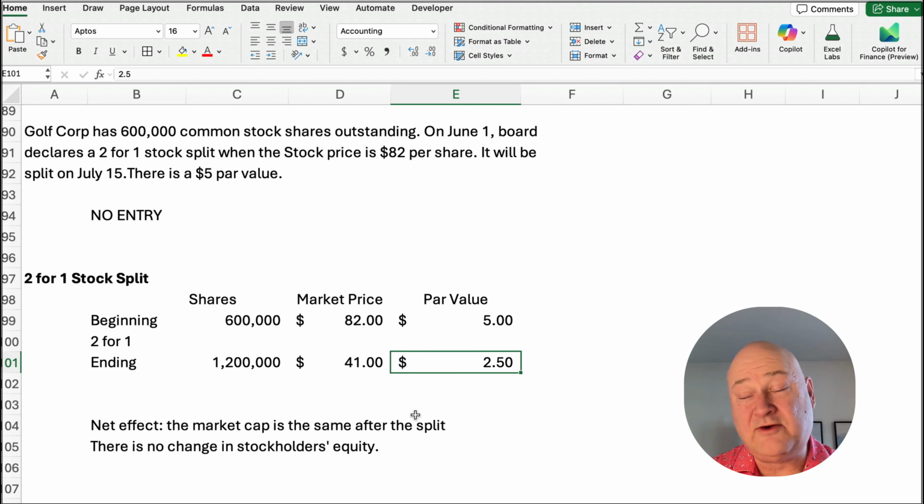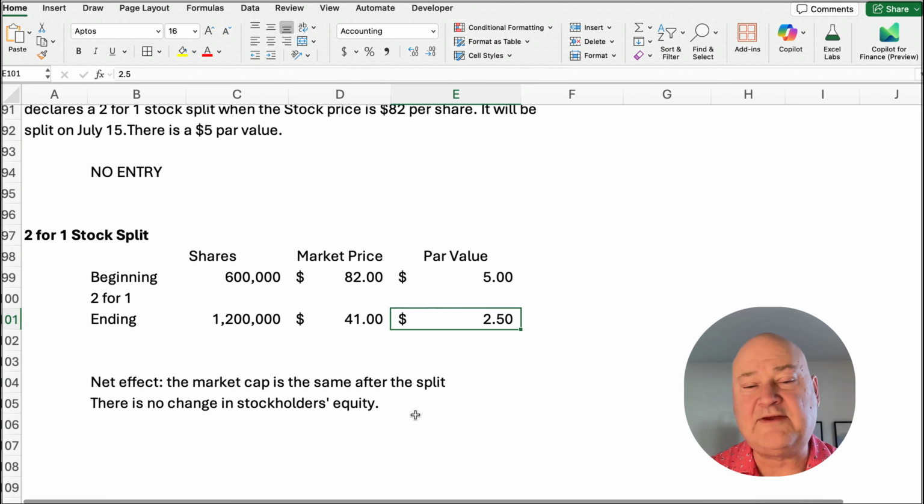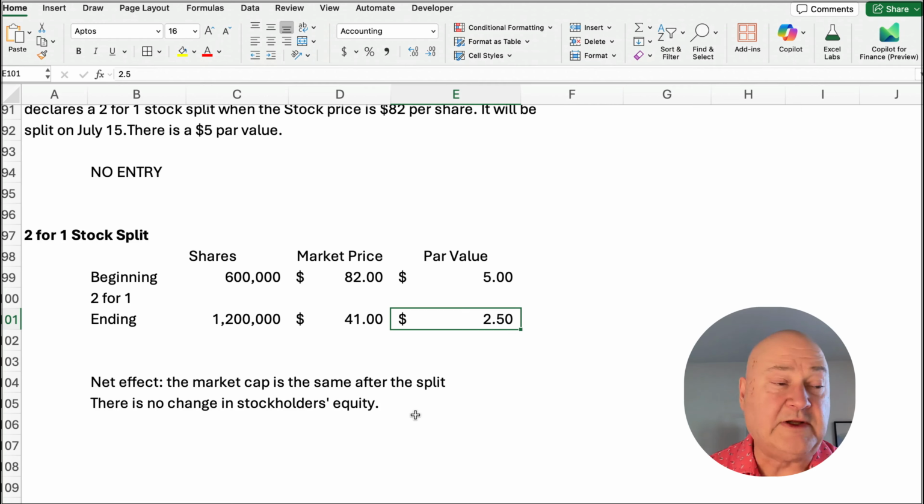On the balance sheet under stockholders' equity, instead of 600,000 shares, we say we have 1.2 million shares. The net effect: the market cap stays the same, the total par value stays the same, except the par per share goes down. So a stock split is just a nice feature because we might want to reduce the price from 82 to 41 or 500 to 250 or whatever. So a stock split and a large stock dividend are very, very similar.